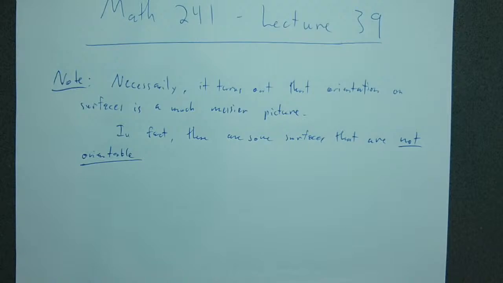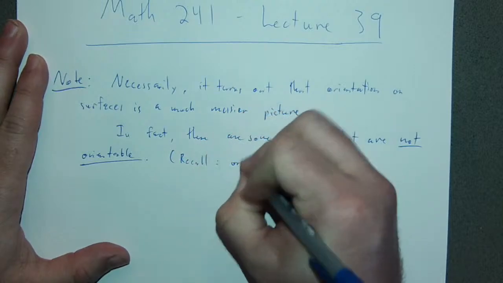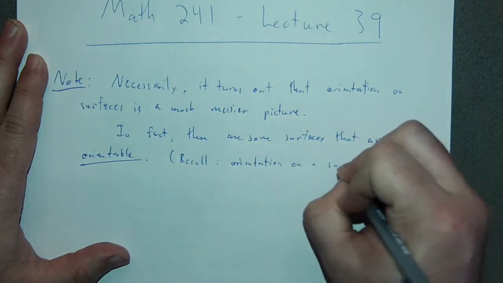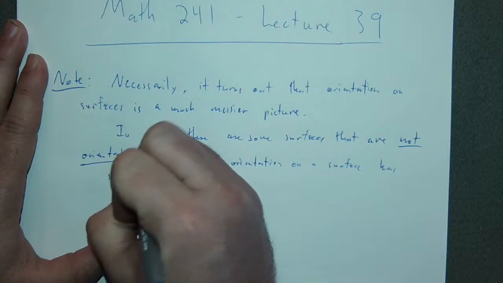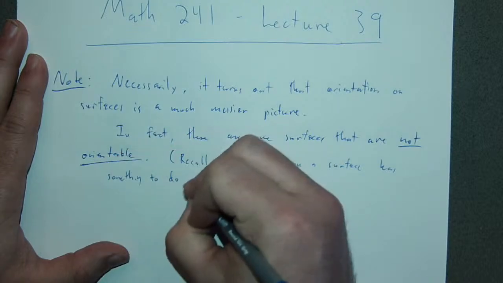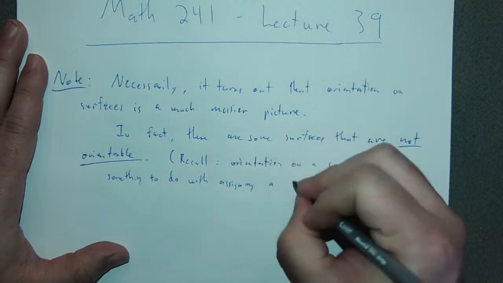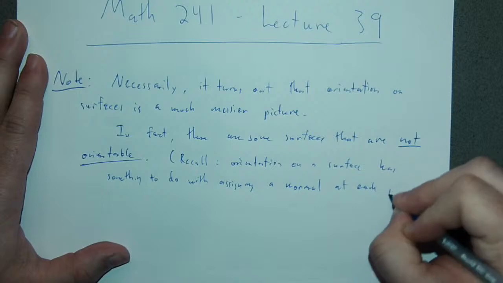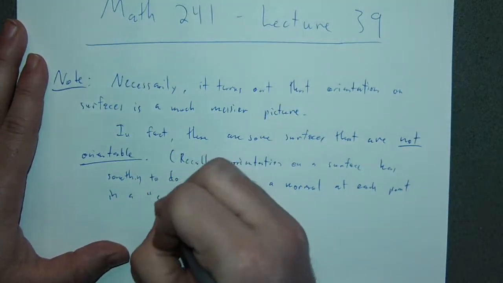Okay, so you might recall, when we talked about parametric surfaces, recall that orientation on a surface has something to do with assigning a normal at each point in, we'll say, a consistent way.